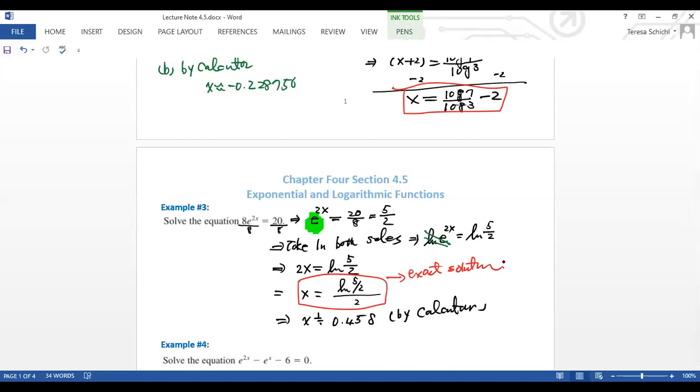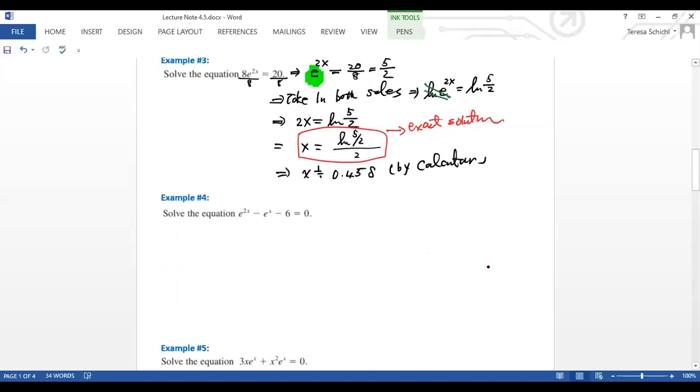The next one here is a little bit more complicated. Now, they have e to the 2x minus e to the x minus 6. For this problem, you cannot just take the log of both sides. You cannot say, how about I move the 6 to the other side, then take a natural log, right? But we know the natural log of a minus b is not equal to natural log a minus natural log b. So doing this is no help, right? So I'm not going to do that.